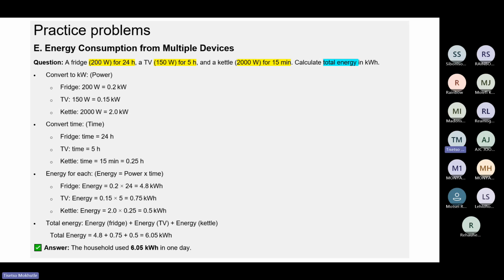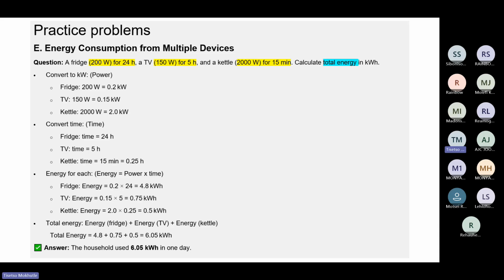But the question says, calculate the total energy. It means we must add up all the energies. The total energy is the energy consumed by the fridge, the energy consumed by the TV, and the energy consumed by the kettle. So it is 4.8 plus 0.75 plus 0.5, and the answer would be 6.075.